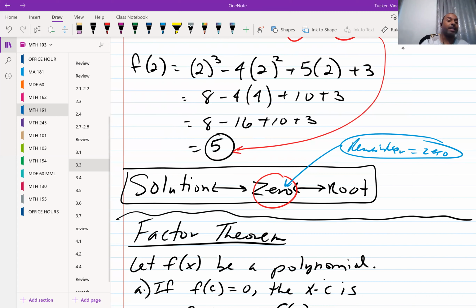Well, if I plug a number in that I think might be a solution, if I plug it into my equation and I get zero out, then it is a solution. And so that's how that would be beneficial to me. And it will let me know if I can progress further with that number based on whether it's a solution or not.